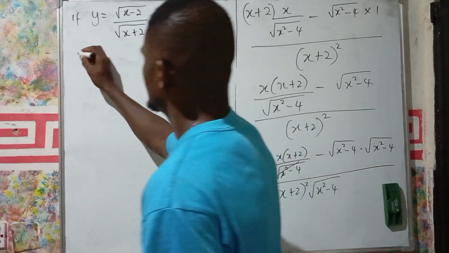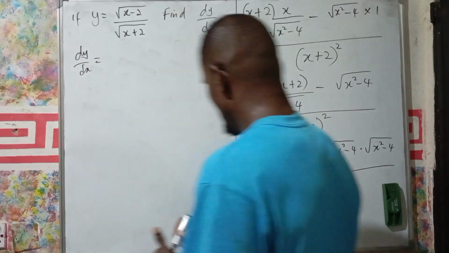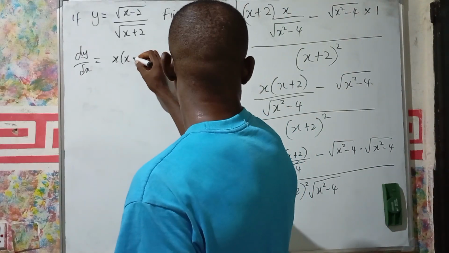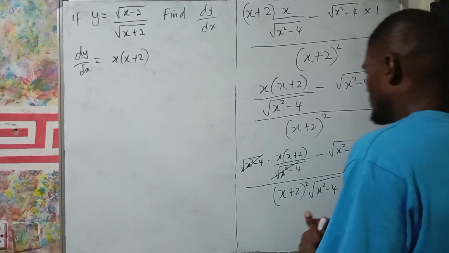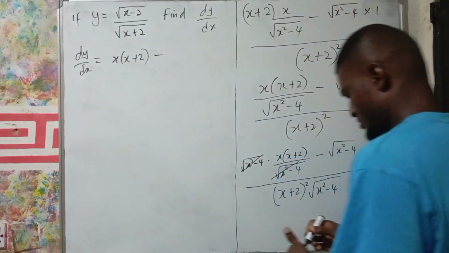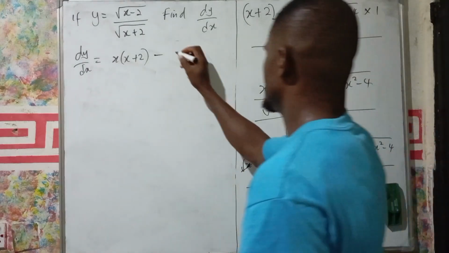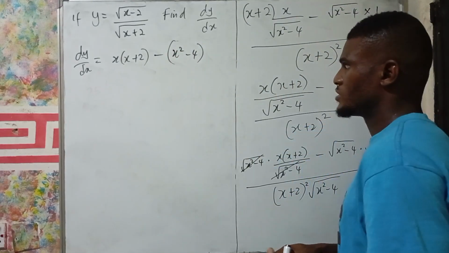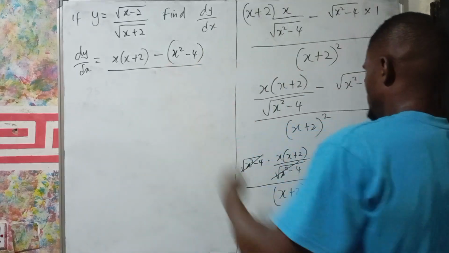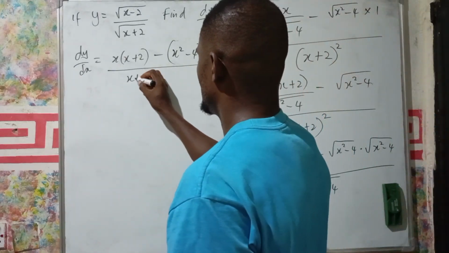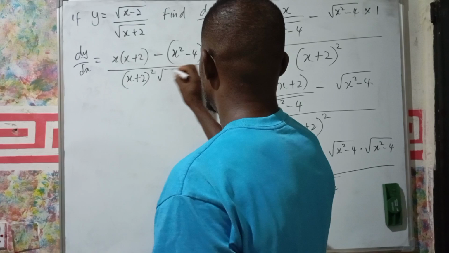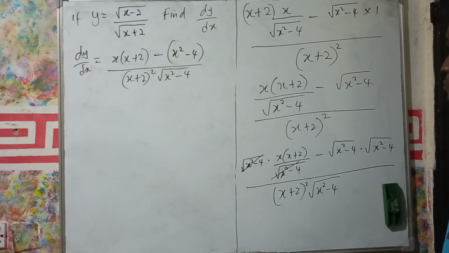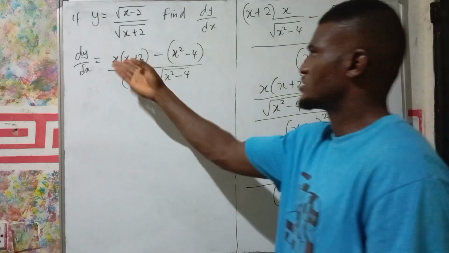Right, so let's continue. dy dx will now be equal to, at this point, this has cancelled these out, and we're left with x into x plus 2. And at this point, minus sign, we put the minus sign. This with this will result in x squared minus 4. Now I'm going to put that in the bracket because those are two things that we need to subtract from. And then on the denominator, we still have x plus 2 and the square root of x squared minus 4. Okay, now let's open the bracket there.